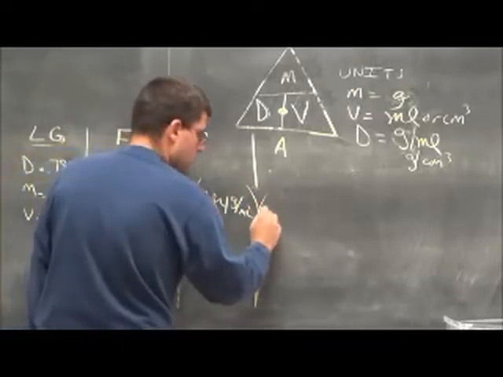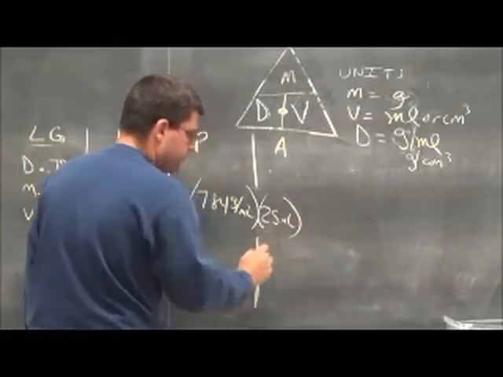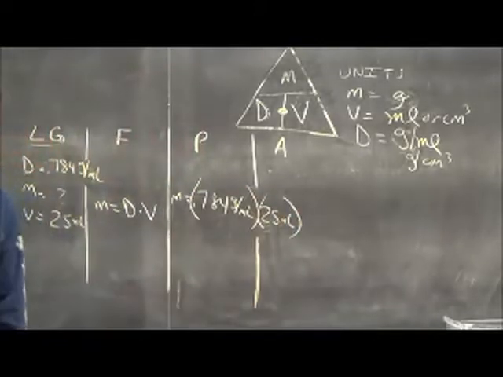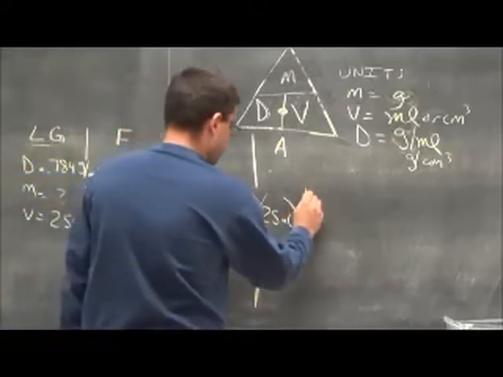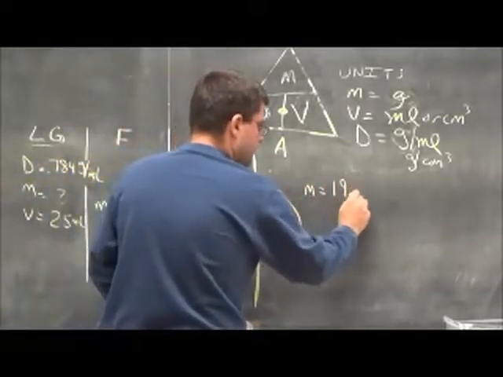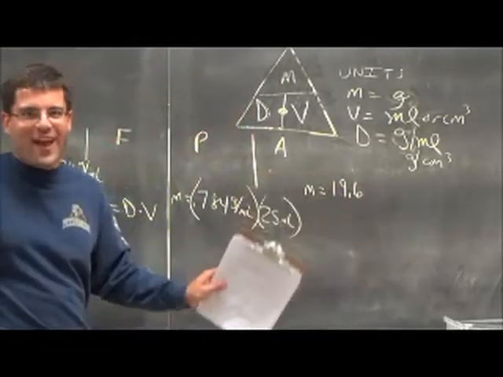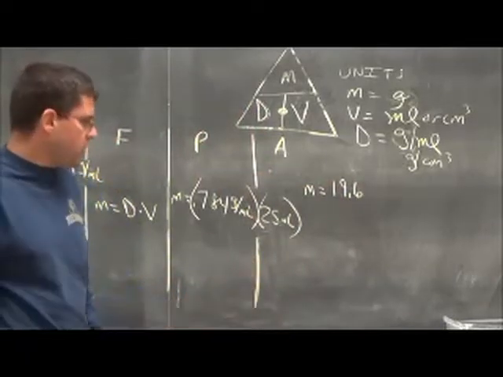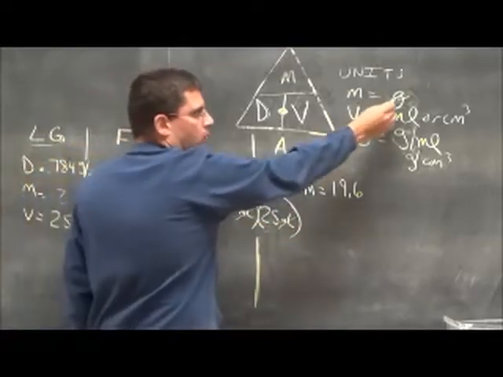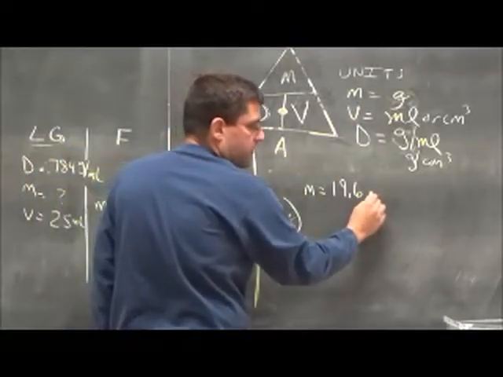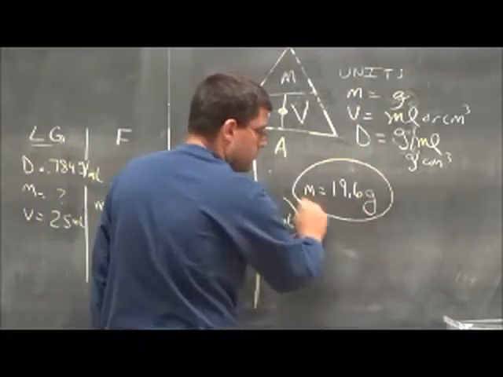Times 25 milliliters. See that right there? Okay. And your final answer is going to be, the mass is going to be 19.6. What did I forget? The unit. Well, what's the unit? If you take a look here, these would cancel out when we know mass is grams. So the answer is 19.6 grams.